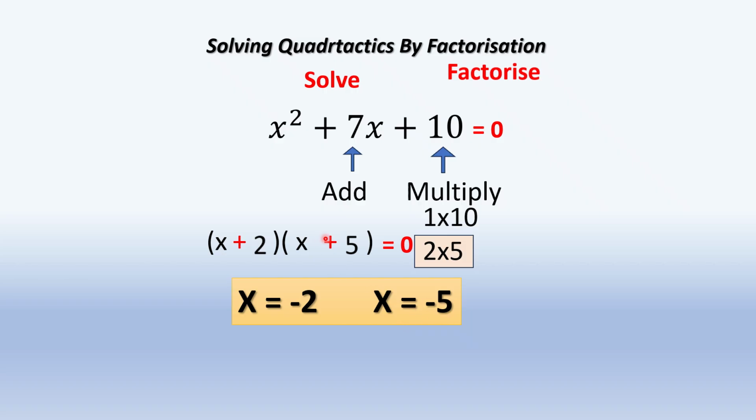The easier way is just change this sign. If it's plus 5, make it x equal negative 5. If it's minus 5, then x equal positive 5. That's the first question, when the coefficient in front of x squared here is just 1. Now let's have a similar question.